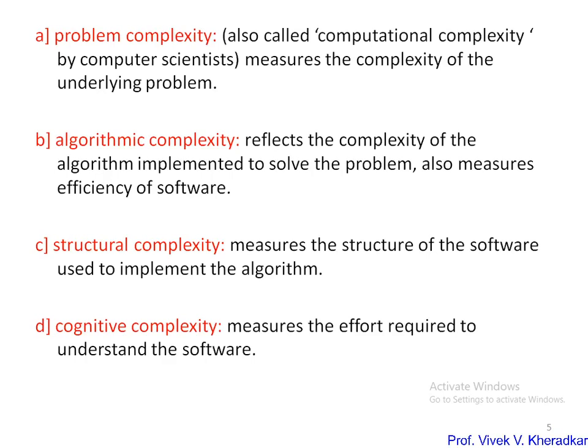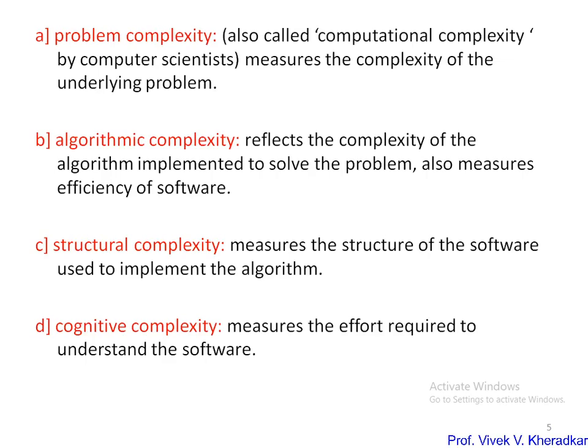And one more is the cognitive complexity, which measures the effort required to understand the software. So these are the different interpretations by which we can measure the complexity. Basically, the very important point is that software size can be described by three attributes: length, functionality, and complexity. If you want to understand the details of how complexity is measured, we will discuss it in a subsequent unit.